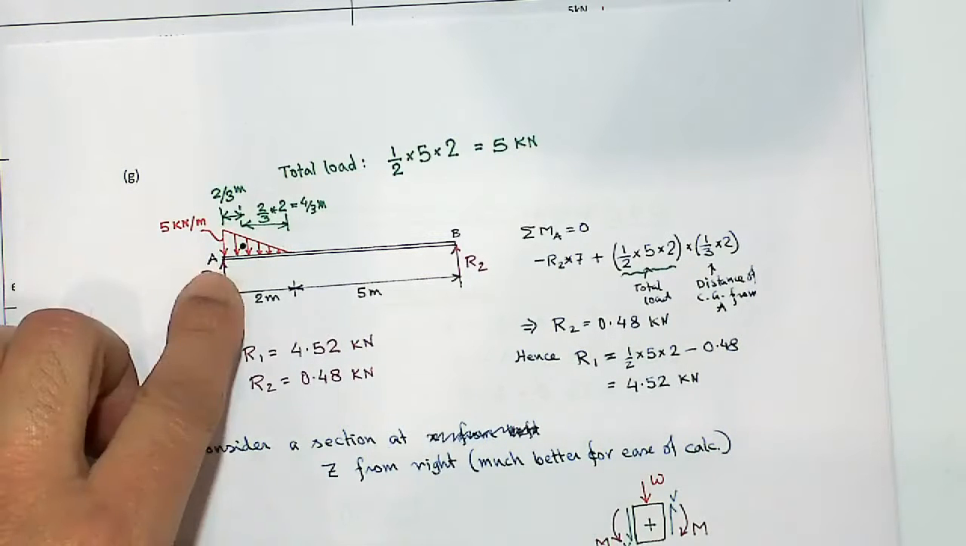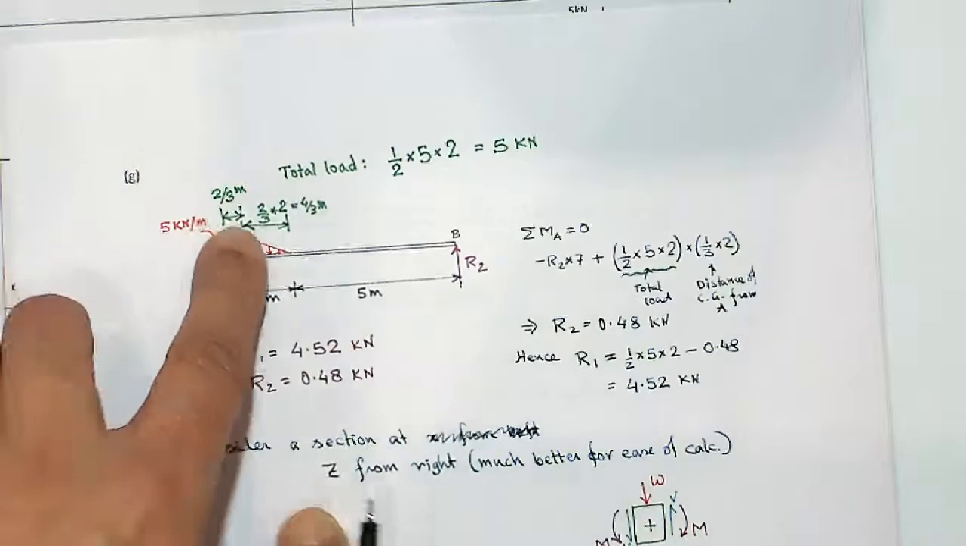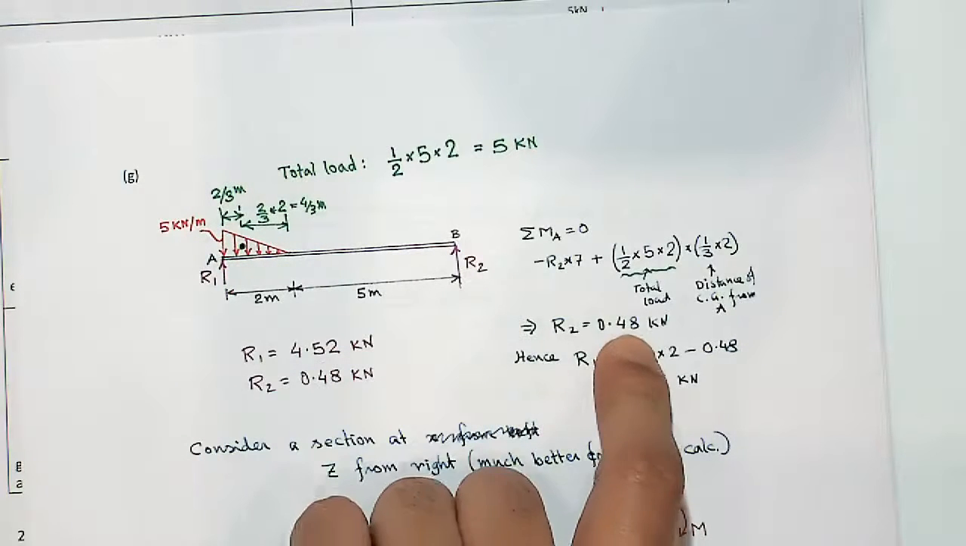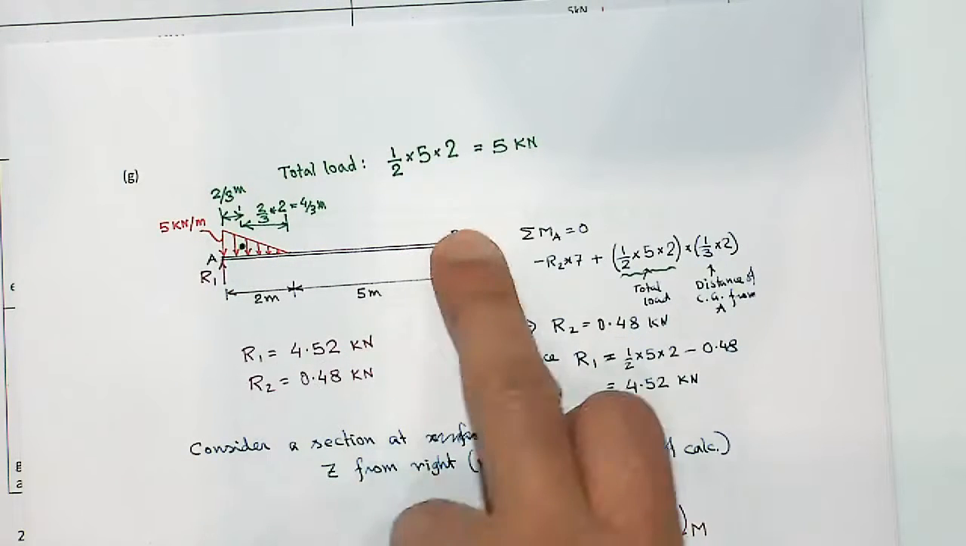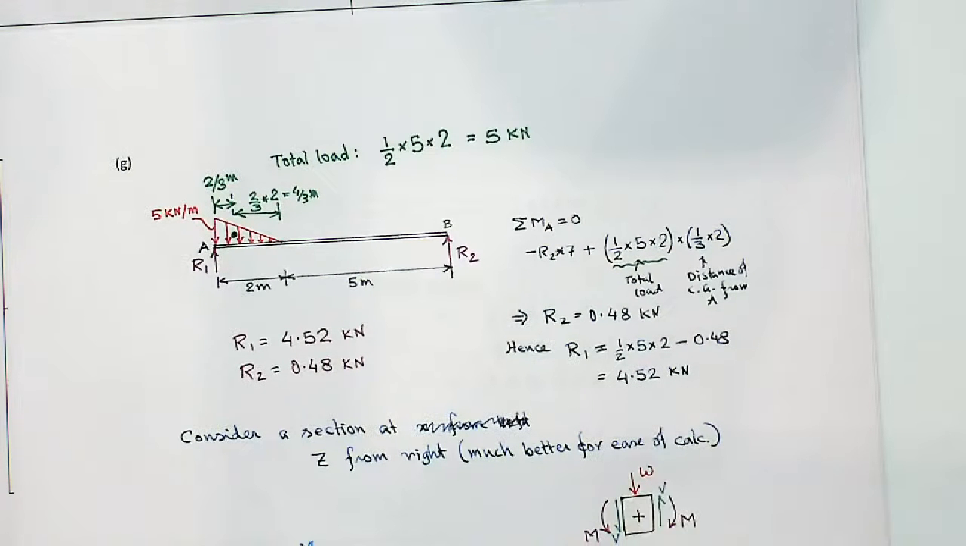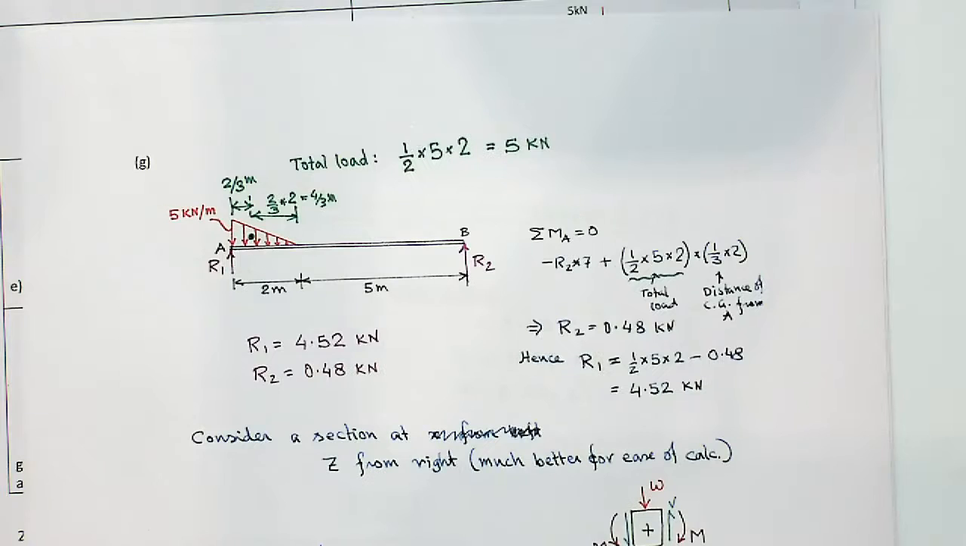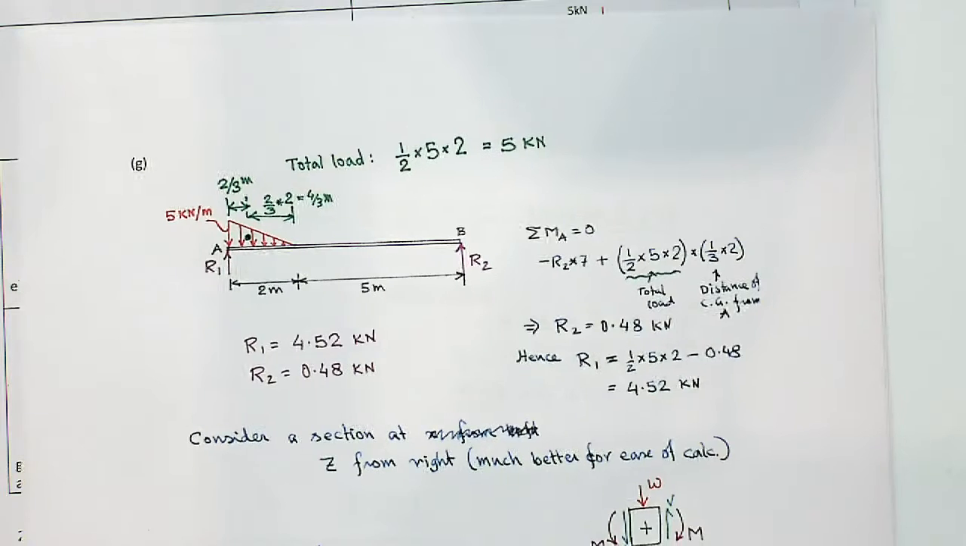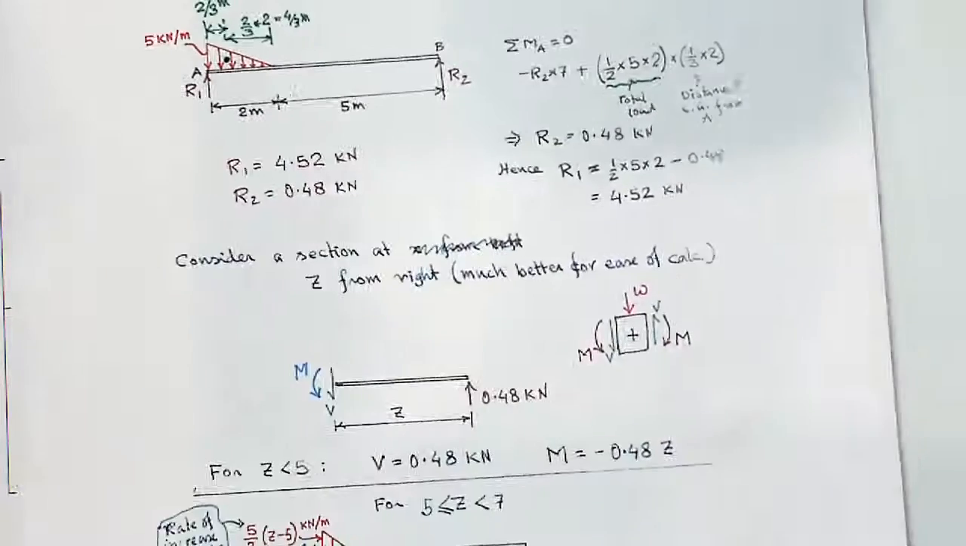Next, to get R1, you can either deduct this 0.48 from the total load of 5 kilonewton, or you can take moment about point B and get RA. Either way you will get R1 as 4.52 kilonewton. Next is what you need to do.